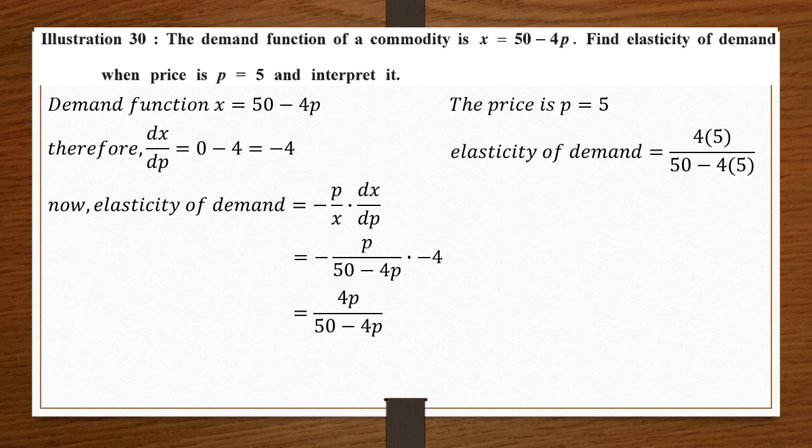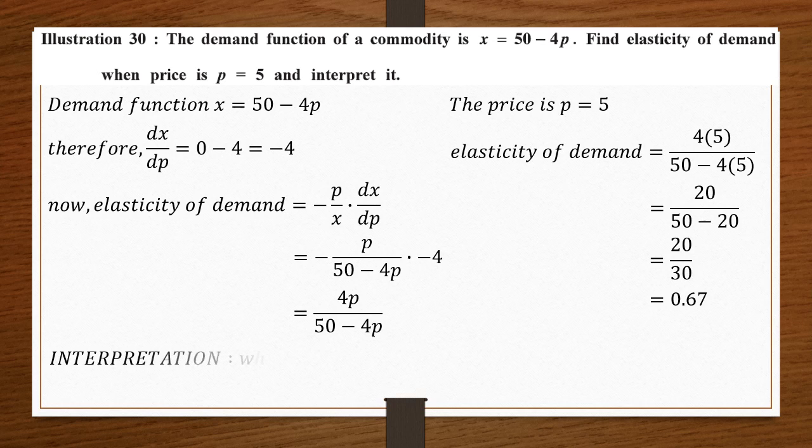In the question, p is given, the price is given, so we will put that value in place of p. Remember that. Elasticity of demand is 4 into 5 divided by 50 minus 4 into 5, and we simplify it: 20 upon 50 minus 20, that is 20 upon 30. Simplifying it, we get 0.67.